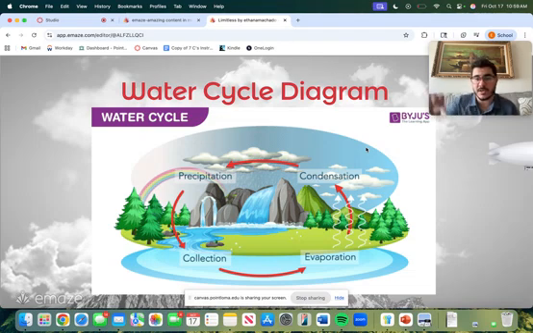So you can start with condensation on the top right, then make sure you draw an arrow connecting to precipitation, another arrow connecting to collection, and then another arrow connecting to evaporation, and back up to condensation. You don't need to draw all the stuff in the background, but I do need to see on your paper that there is a nice flow, a nice cycle leading from one stage to the next. Okay, so I'll give you a second to draw that.